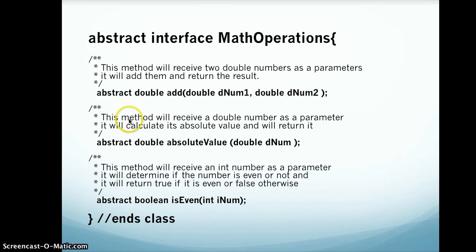Now in here, we say that this method will receive a double number, there it is, as a parameter, and then it's going to calculate its absolute value and then return it. So it's a double number here, and it's going to return the absolute value of that number. It's also abstract, okay? The next one is a number. It's going to receive an integer number as a parameter, and it's going to check if it's even or not. So now this is an interface. So now we're going to begin creating our interfaces.